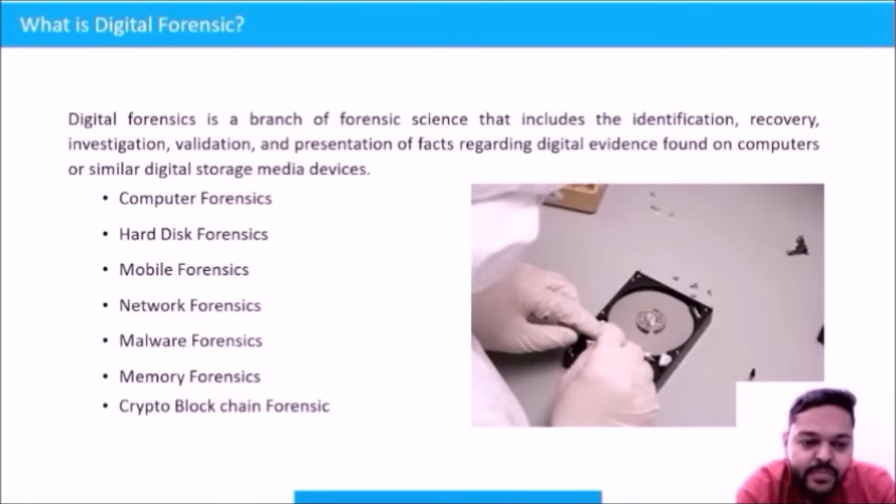As digital forensics is a sub branch of forensic science, in digital forensics also there are sub branches. So which kind of branches? Computer forensics, hard disk forensics, mobile forensics, network forensics, malware forensics, memory forensics, crypto blockchain forensics. These are the list of sub branches available in the digital forensics branch.